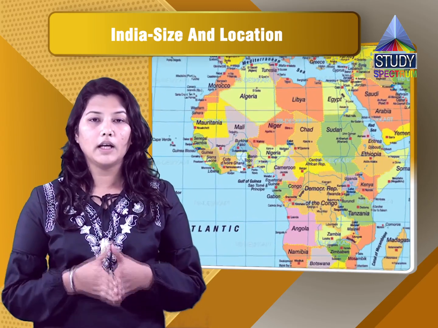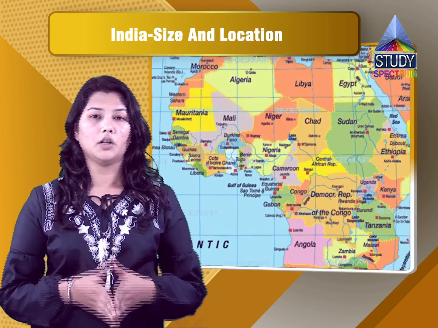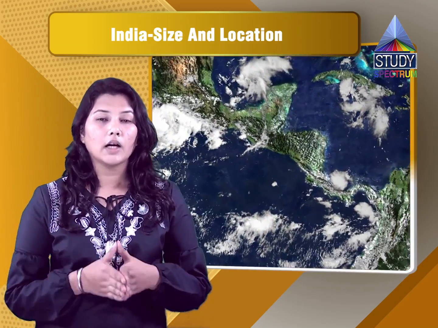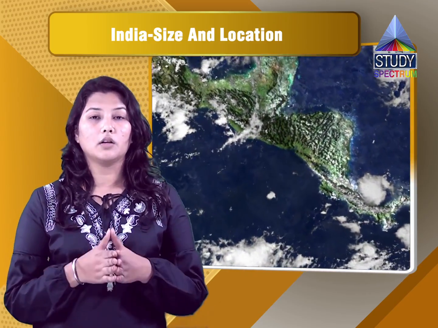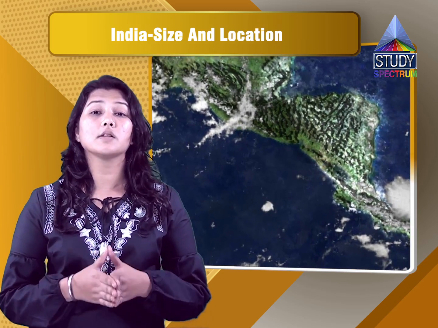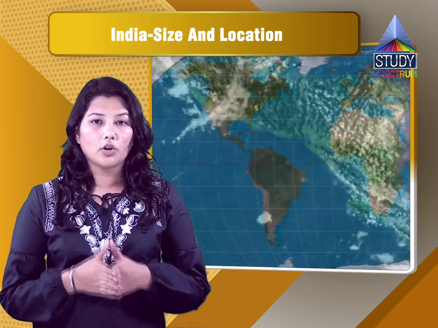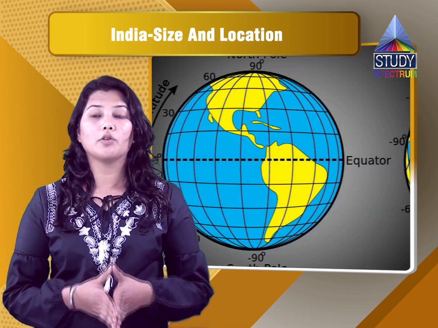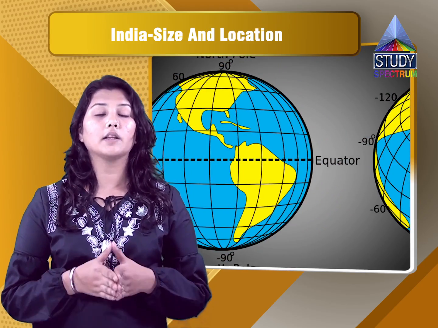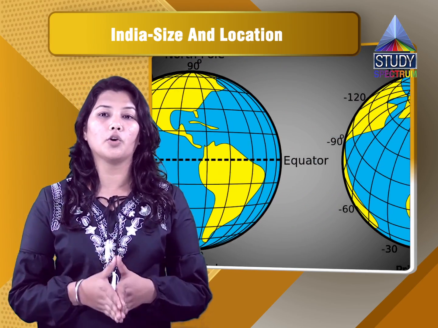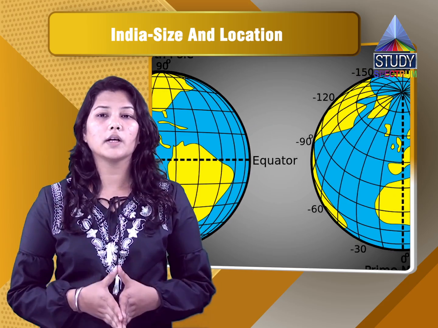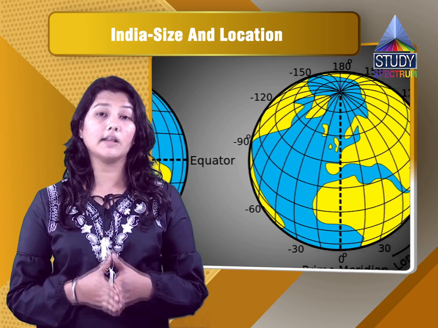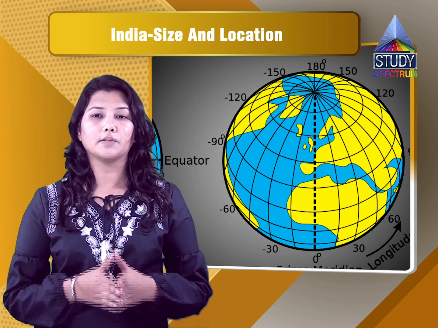In the same manner, India has its own location, a location on the Earth's surface. So let's understand what is the location of India on the Earth's surface. It lies in the northern hemisphere. Its mainland extends between the latitudes of 8 degrees 4 minutes north and 37 degrees 6 minutes north. Its longitude is 68 degrees 7 minutes east and 97 degrees 25 minutes east.